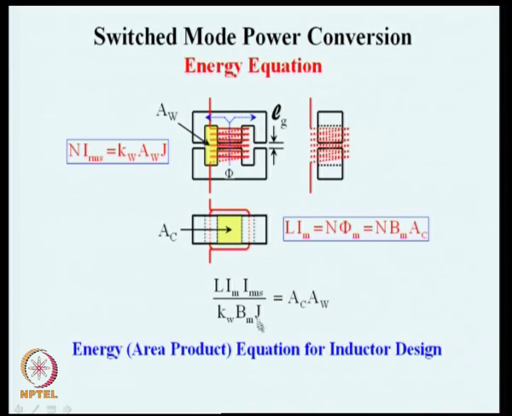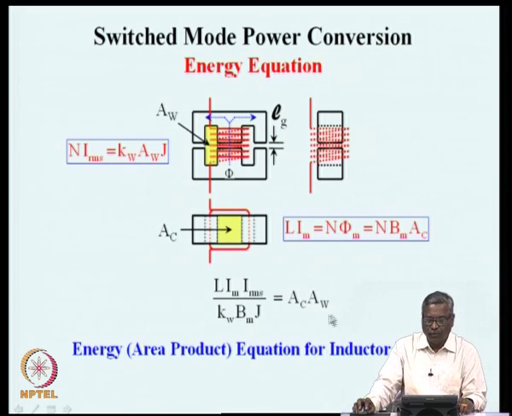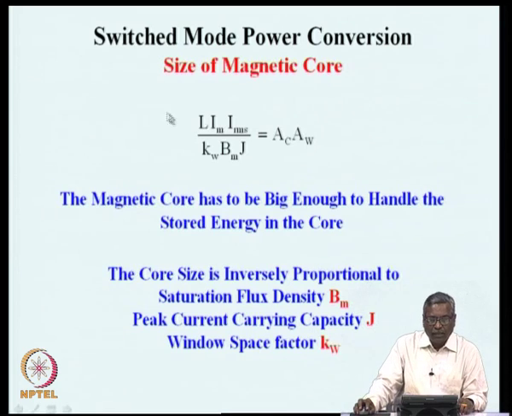How small or how big is related to the maximum flux density for the material that we are using for the magnetic path, the maximum current density of the material that we use for the conducting path, and how well the window is packed with copper. This Kw is called the window space factor. If these three numbers are known, and the inductor design current values and inductance values, it is possible to find out how big a core one has to use. The size of the magnetic core is related to all these quantities.